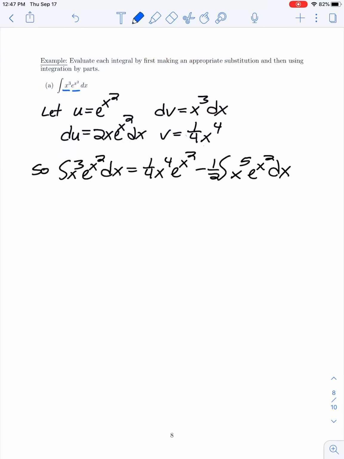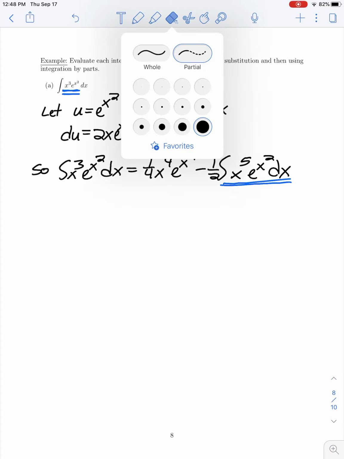Looking at this new integral that we're left with, it involves x to the 5th times e to the x squared, which is even worse than what we started with. We only had x cubed times e to the x squared. Now we have an even higher degree polynomial times e to the x squared. So based off this work, it appears that integration by parts is not the way to go from the beginning of our problem.